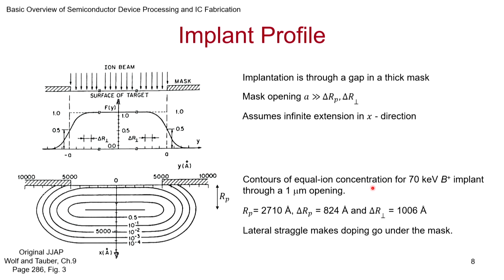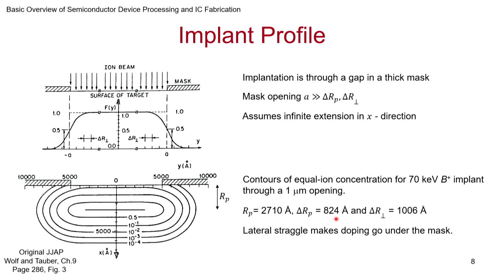So the contours of equal ion concentration are given for a particular case that I picked up from the textbook. A 70 kiloelectron volt boron ion is implanted through a 1 micron opening, half a micron and half a micron. The unit given is angstrom. So RP, where the peak is, is 271 nanometers or 2710 angstrom. Okay, that's where the RP is.